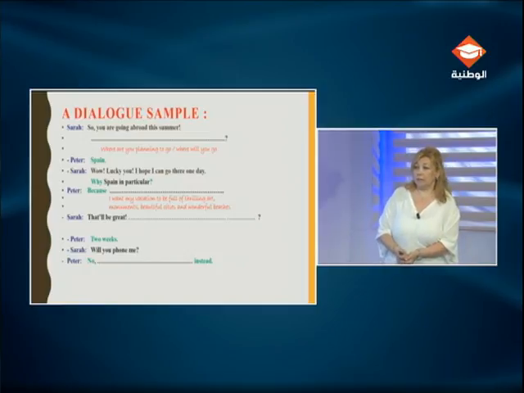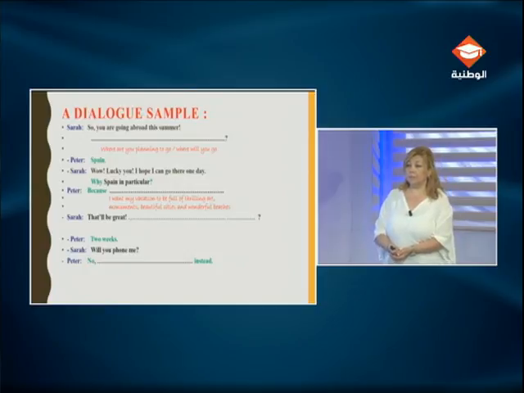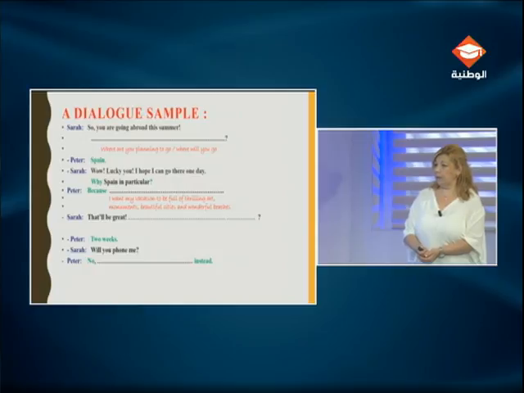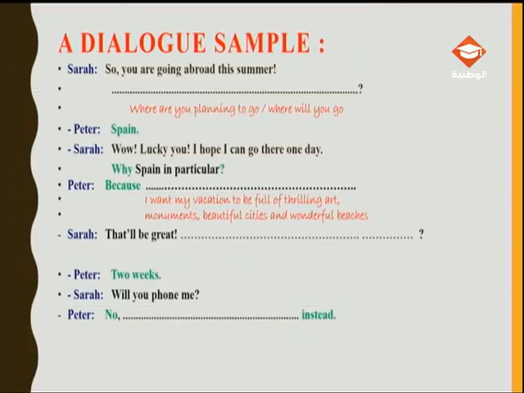Then Sarah answers, "That will be great." And she asks a new question, to which Peter answers, "Two weeks." What about two weeks? This is the period of time he intends to spend in Spain. So we have to find a question that corresponds to this answer. It's about duration. We need a WH question about duration. It's how long? How long are you staying there? Or how long will you stay there? And the answer is two weeks.